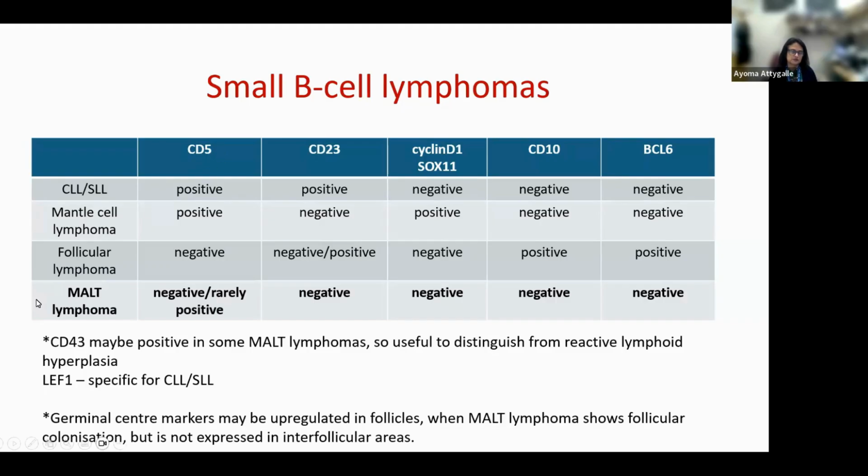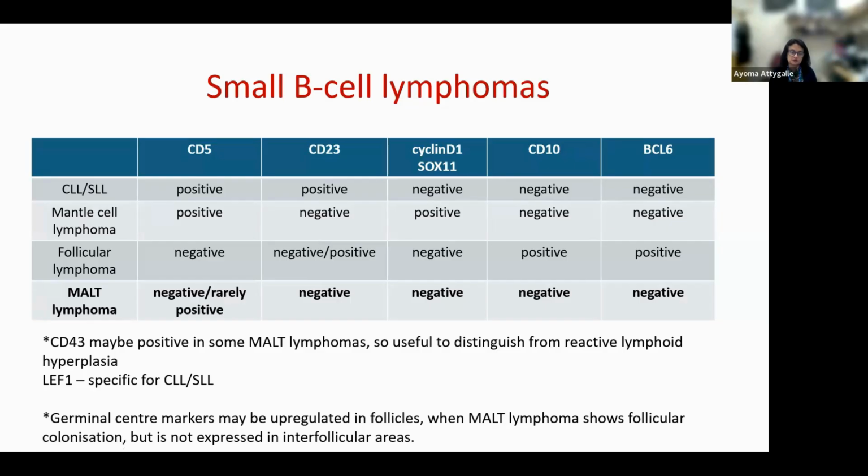And so if you look at this MALT lymphoma and you look at the immunostains, CD5 in MALT lymphoma is typically negative, but rarely it can be positive. Generally, when it's positive for CD5, it's negative for CD23. And cyclin D1 and SOX11 will be negative, and it will be negative for the germinal center markers. So CD43 may be positive, like in our case here. And really the use is to differentiate reactive from lymphoid hyperplasia.